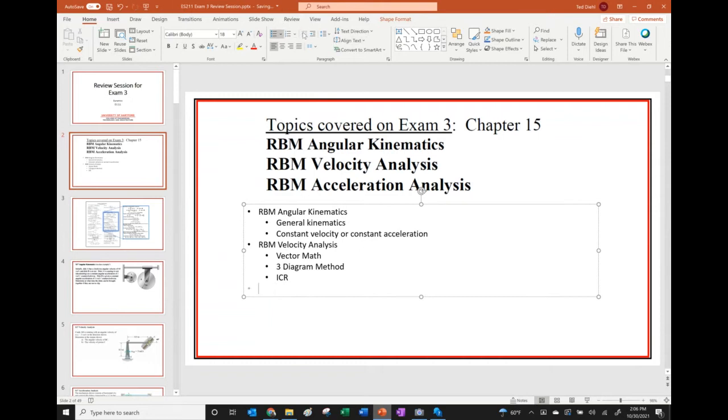And in RBM acceleration, there you go. I spell that wrong a lot. I want to be able to do it for vector math, and the 3-diagram method. We also might even include in there moving frame of reference, which is Coriolis, but don't be alarmed. We're not going to ask a question like that.